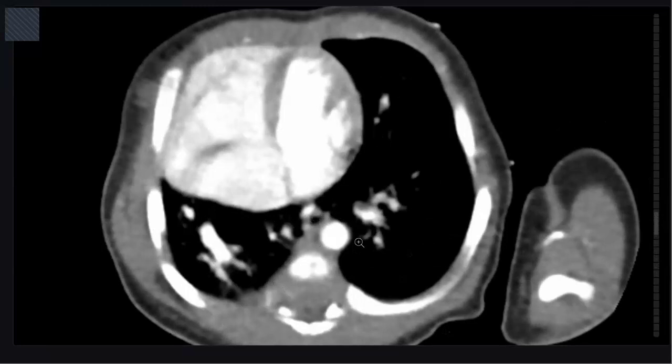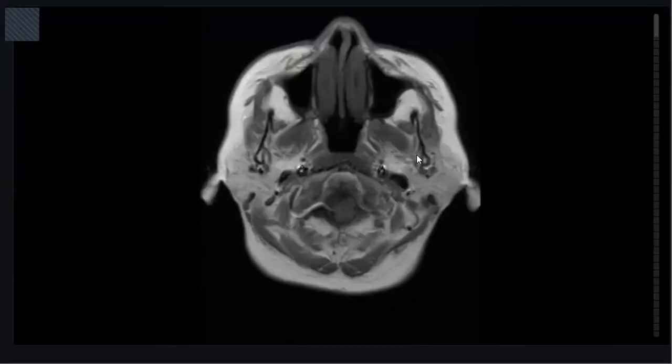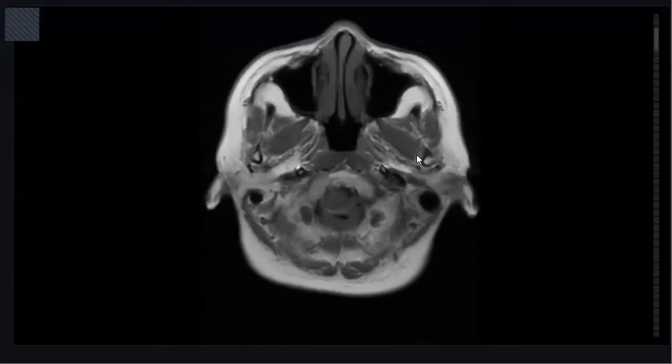And also this patient may come with pulmonary hypertension and some complication like this. Okay, this case you did it very well, except you couldn't detect the abnormality on T1.